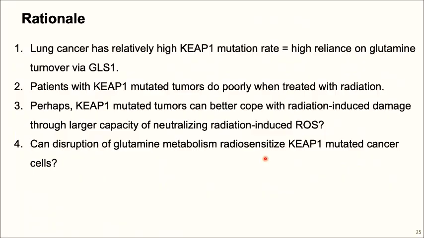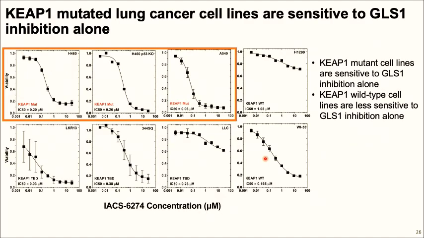The rationale for this talk is that lung cancer has a relatively high KEAP1 mutation rate. These tumors rely on glutamine turnover via GLS1. Patients with KEAP1 mutated tumors do poorly when treated with radiation. Perhaps KEAP1 mutated tumors can better cope with radiation-induced damage through a larger capacity for neutralizing radiation-induced ROS. So the question is, can disruption of glutamine metabolism radiosensitize these KEAP1 mutated cancer cells? That's what we're attempting to answer.